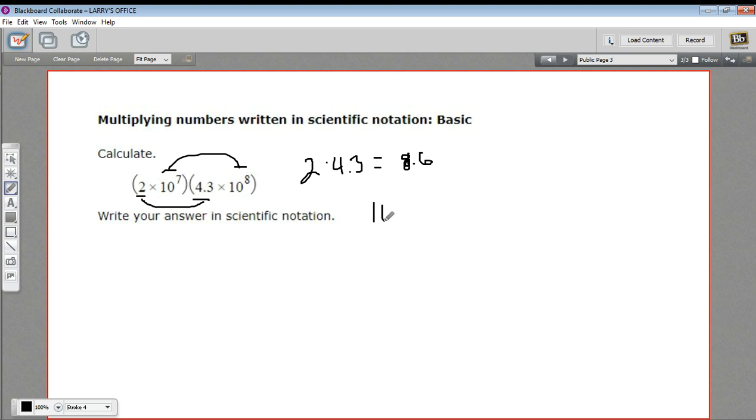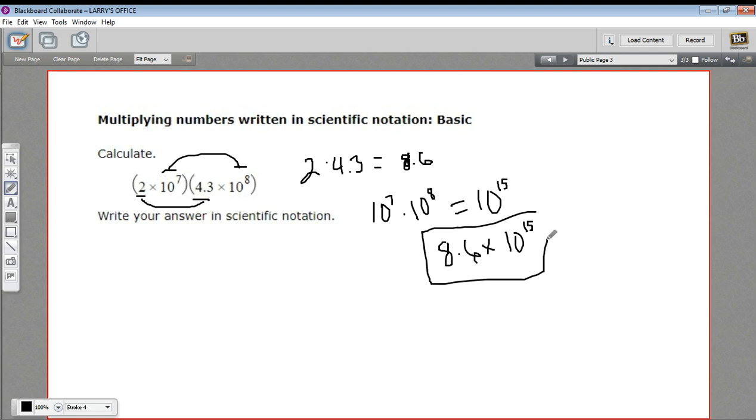The second part of this problem is 10 to the 7th times 10 to the 8th. Now here you need to remember the product rule, which says that if you've got the same bases and you're multiplying, you just add the exponents. So this problem comes down to 7 plus 8, and we get 10 to the 15th power. So the answer for this problem is 8.6 times 10 to the 15th.